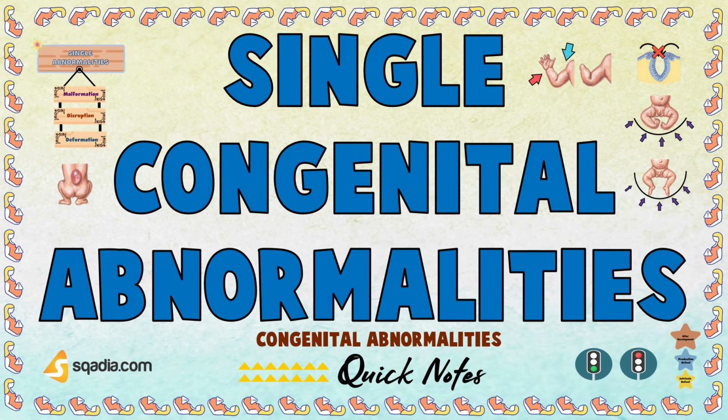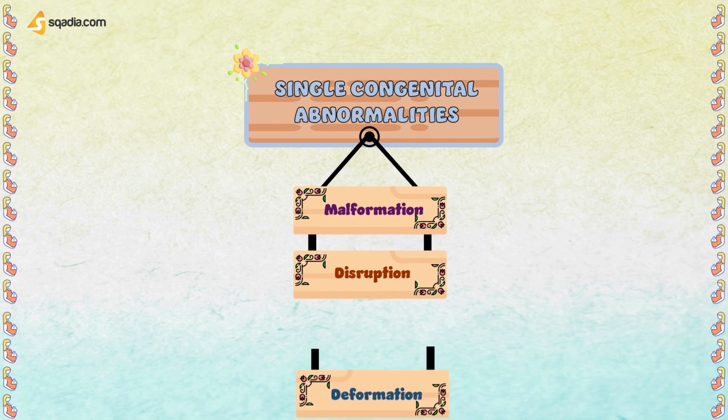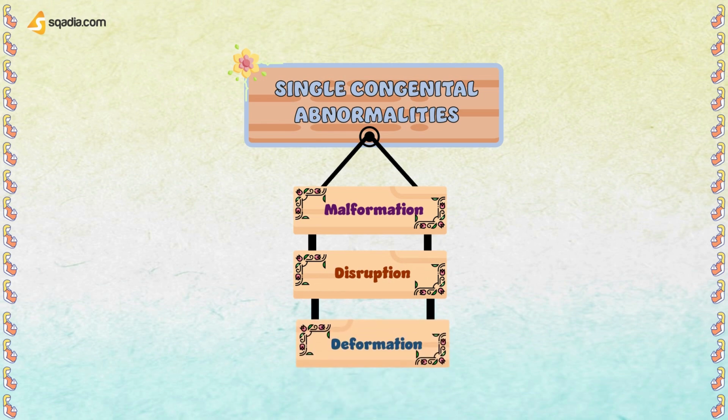In this video, we will be discussing single congenital abnormalities, which are malformation, disruption, and deformation. So, first single abnormality is malformation. Let me simplify it for you.